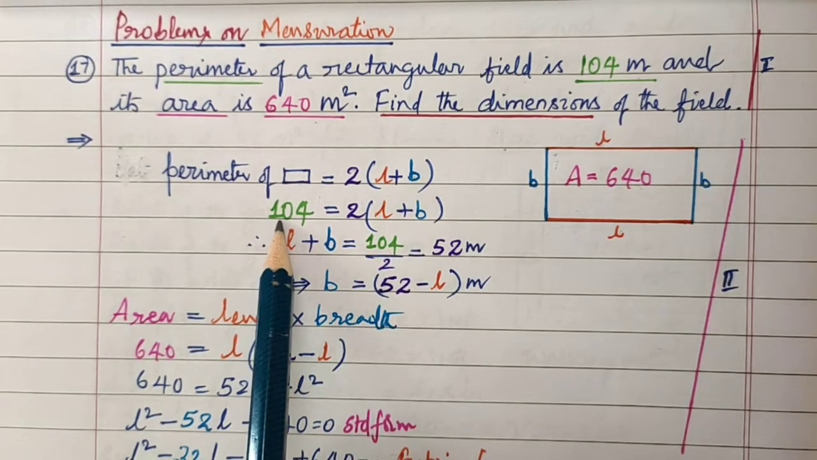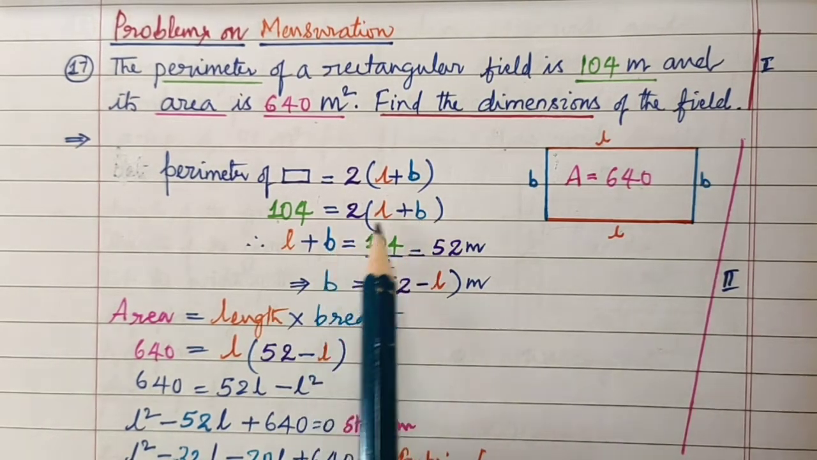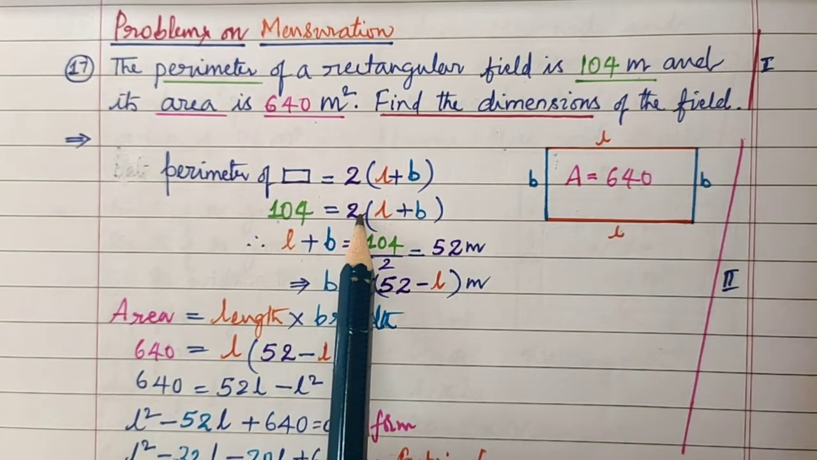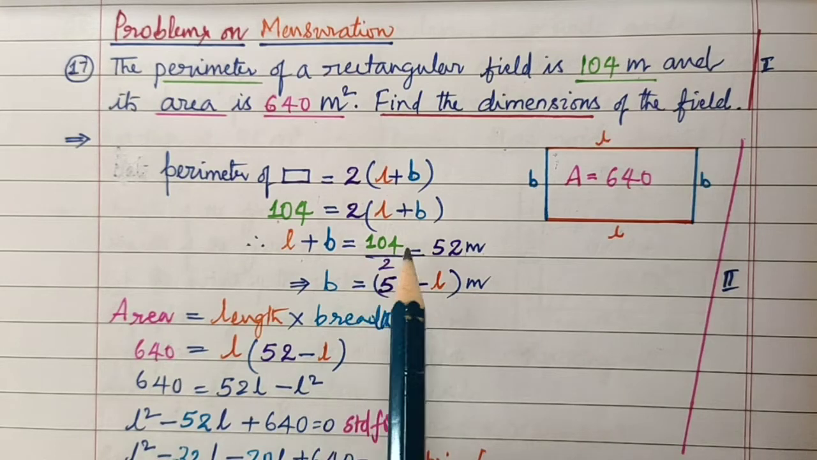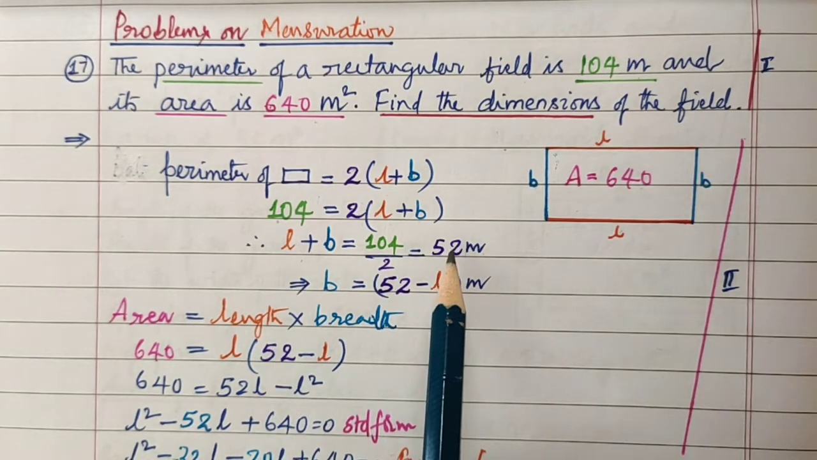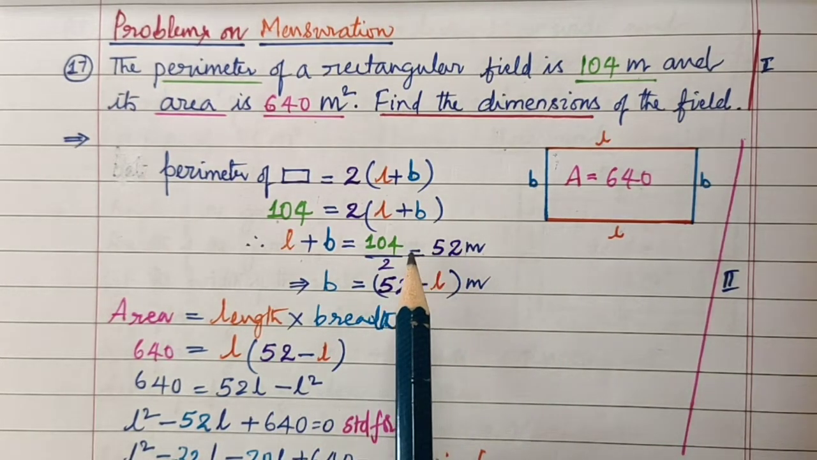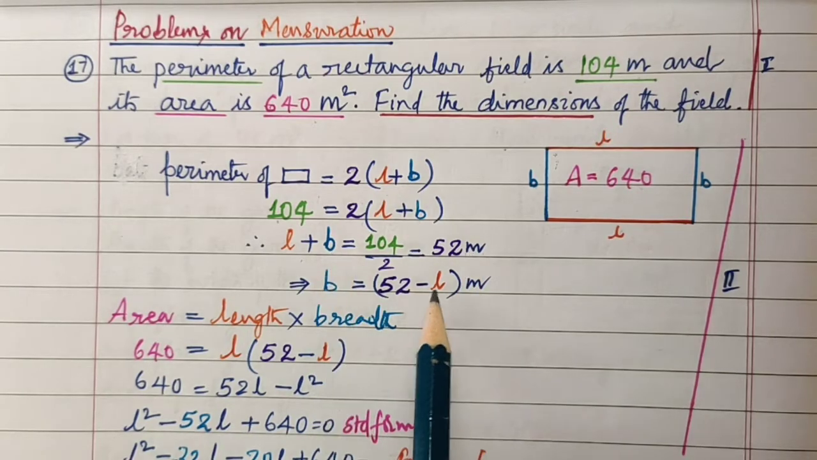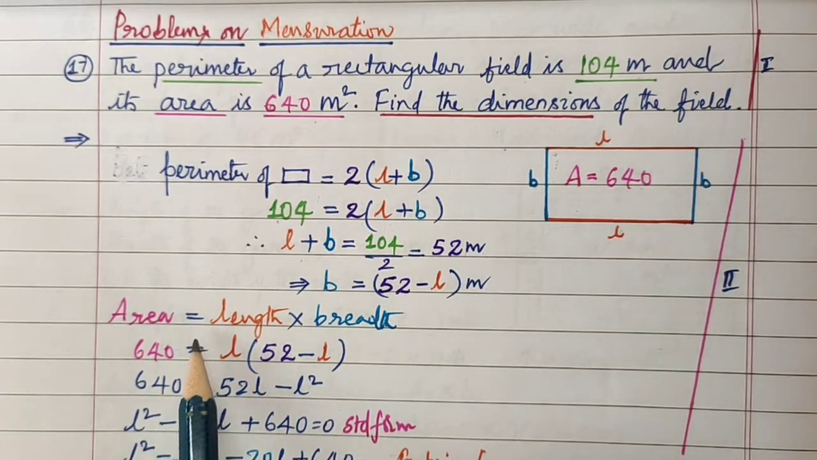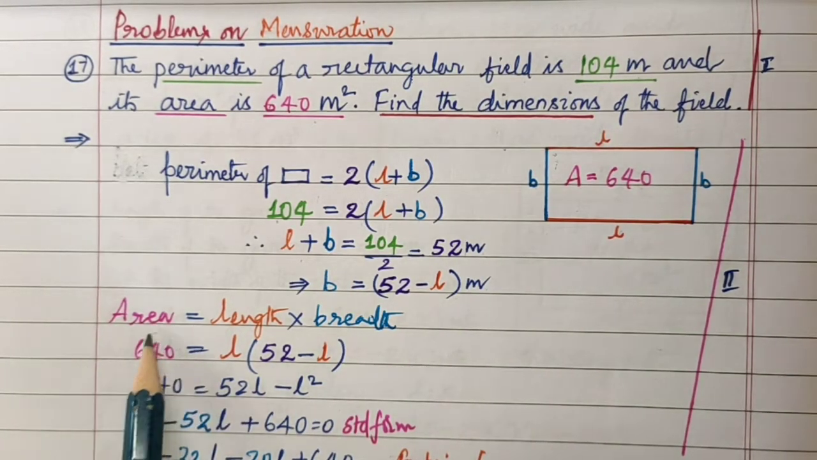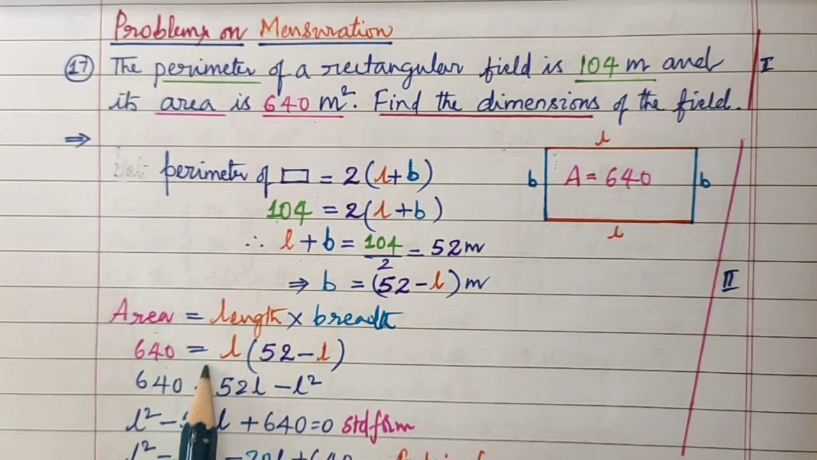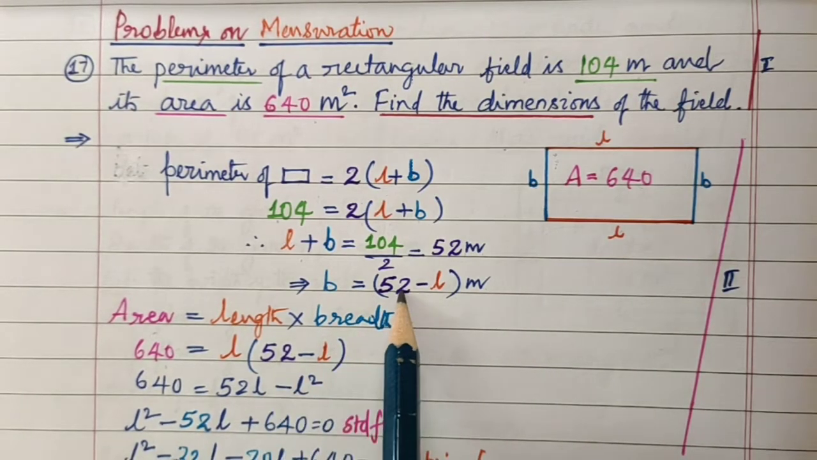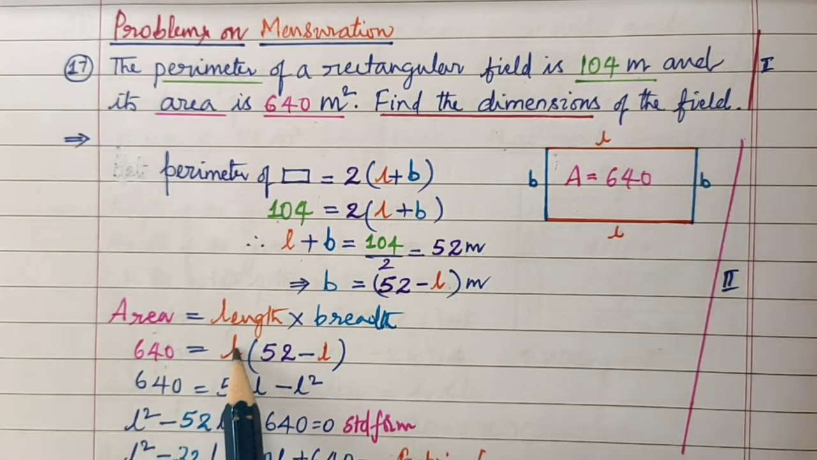Perimeter they have given as 104 is equal to 2 into L plus B. Therefore, L plus B is equal to 104 divided by 2. That will give 52 meters. Let us keep one variable so that we can easily find out. Therefore, B is equal to 52 minus L meters. Area can be written as length into breadth. Area they have given as 640 meters square. That's equal to length, we are keeping it as L, into breadth, which is going to be 52 minus L, so that we will have one variable.